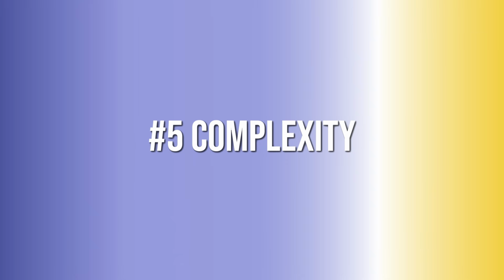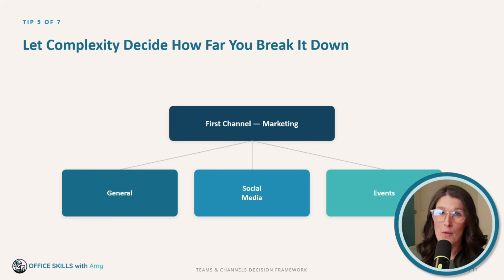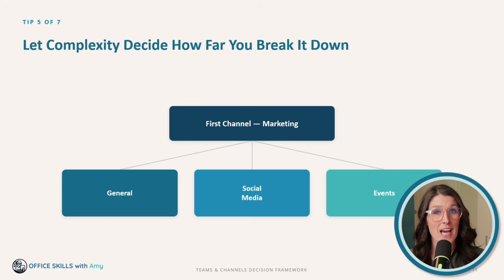Number 5 is to let complexity decide how far you break down that common goal or purpose of the team. So, for example, if we take a look at the marketing department, then we might create a team for marketing. We might create a first channel called General Marketing. And depending on the complexity and the size or the number of people that are collaborating within that marketing department, that first channel might be enough, right? If it's a small team, we don't want to create 20 channels because people aren't going to know where things go, right? So in that instance, start small.